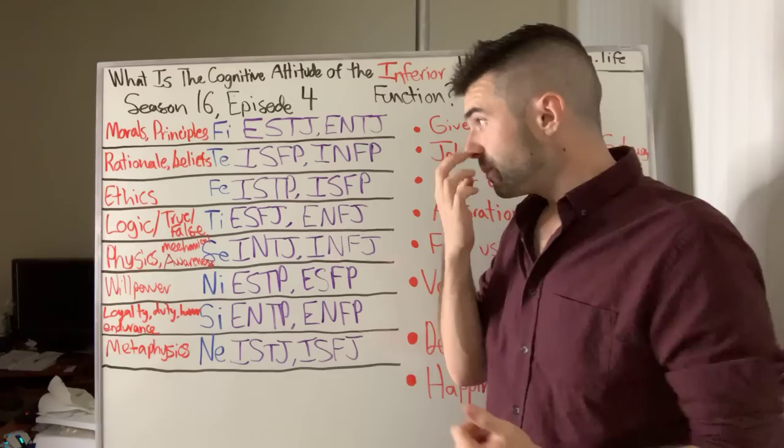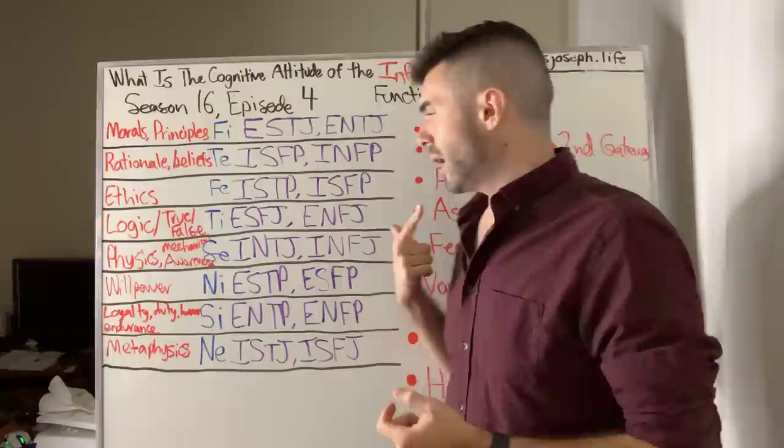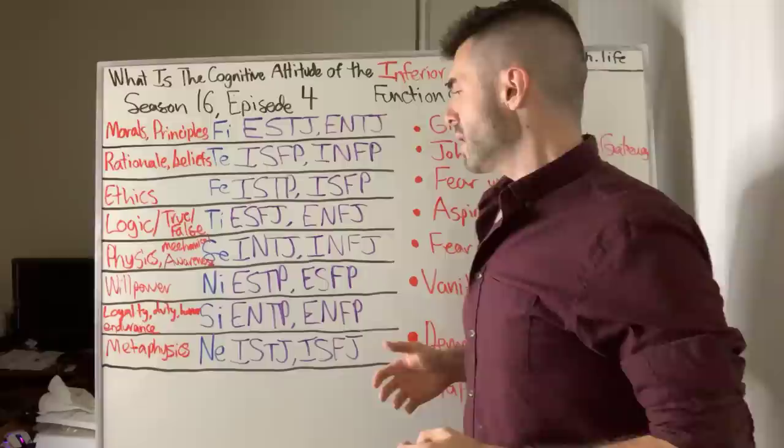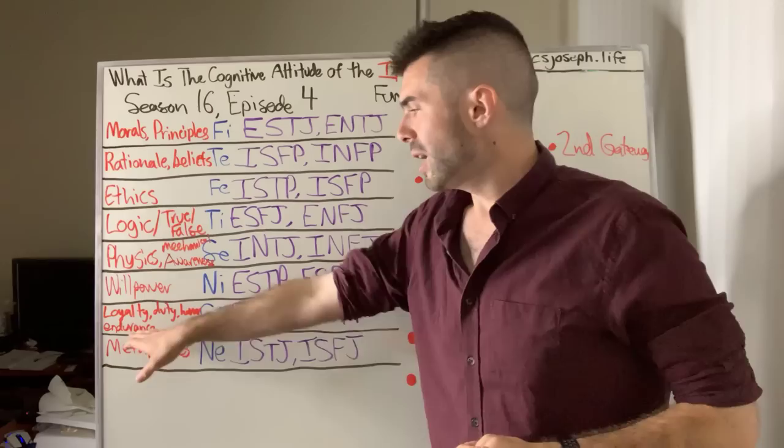And then we have introverted intuition for willpower. It is desire, it is passion, willpower. It's what they want to do, finding the best path forward for themselves and taking themselves in that direction, wanting to do that and being a part of that direction. And then we have introverted sensing, which is about loyalty, duty, honor, endurance, steadfastness, long suffering.